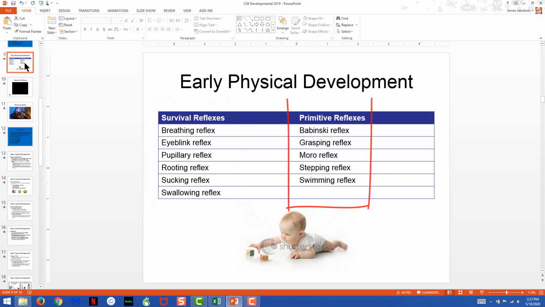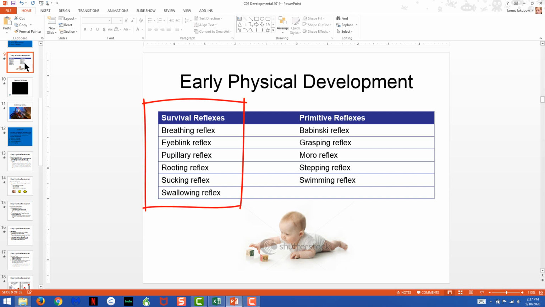The primitive reflexes are reflexes that don't appear to have any relevant value at the current time. Theoretically, they are holdovers from earlier periods in human evolutionary history, parts of behavior that were at one time relevant, but are no longer relevant. And so they are simply a vestige of our genetic history. We'll take a look at all of these reflexes in a video in a short while. But let's run through the list of survival reflexes first to get an idea of what is helping keep the child alive. First, the breathing reflex.